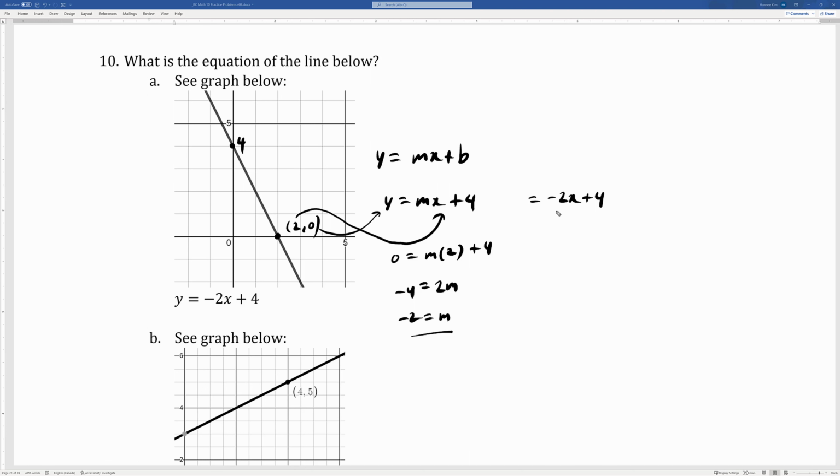But we probably could have figured out that the slope is negative 2 just visually. When we go down 4 units, we go 2 units to the right. So the slope has to be negative 2. For every 2 units down, we go 1 unit to the right.